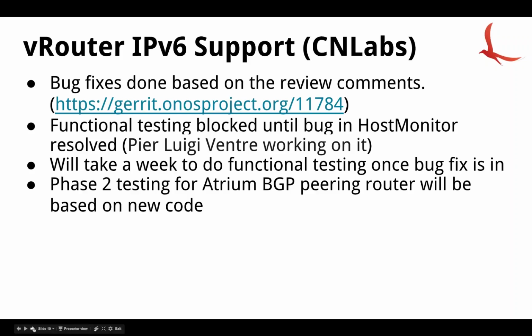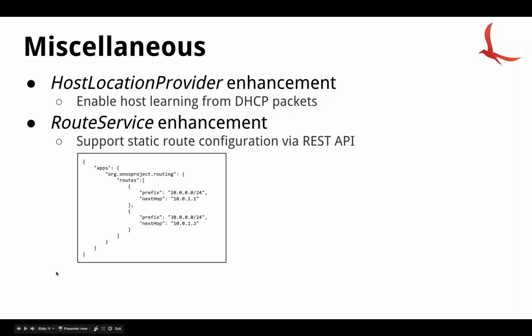Okay, thanks, Vera. Miscellaneous. I can cover this. This is for Charles. He had another meeting that he had to attend. So basically, the host location provider was enhanced to also allow learning of the hosts from their DHCP packets. And the route service was enhanced to allow static route configuration using the REST API, where you can basically specify routes upfront using network configuration.